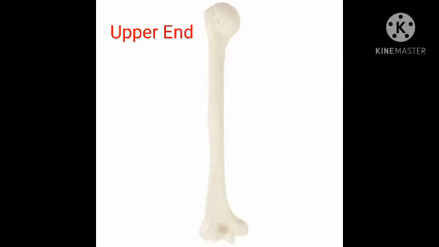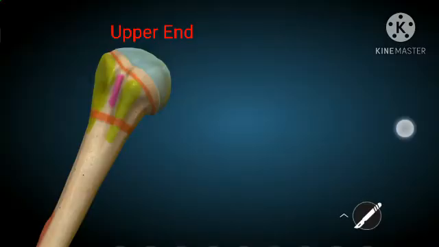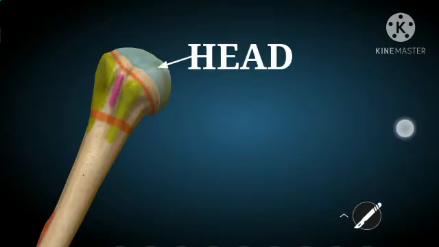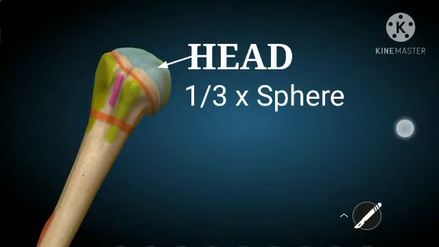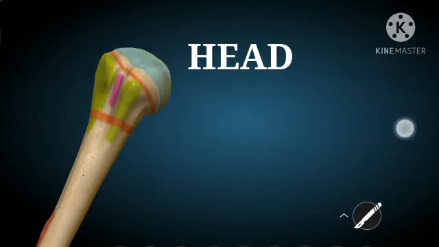So let's start off by looking at the upper end. And the most prominent feature of the upper end is the head of the humerus. As you can see, it is 1/3 of a sphere and it faces backwards, upwards, and medial. So examiners usually like asking about the direction of the head of the humerus. So it faces backwards, upwards, and medial.